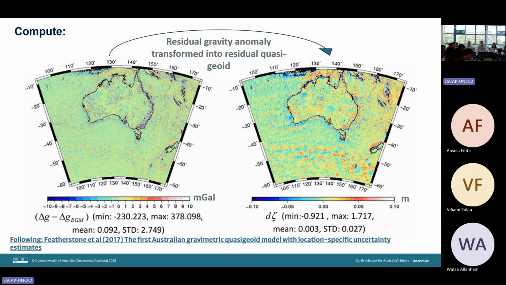So you can see here that we've produced, from our high resolution, high frequency map of gravity anomalies, geoid undulations with a standard deviation of around 3 centimeters. So very small changes.